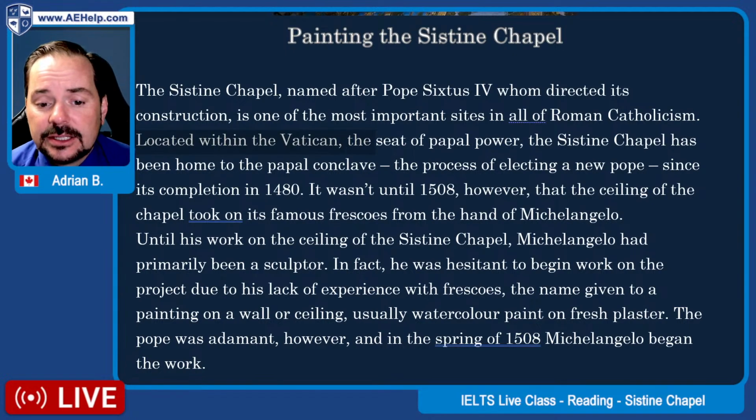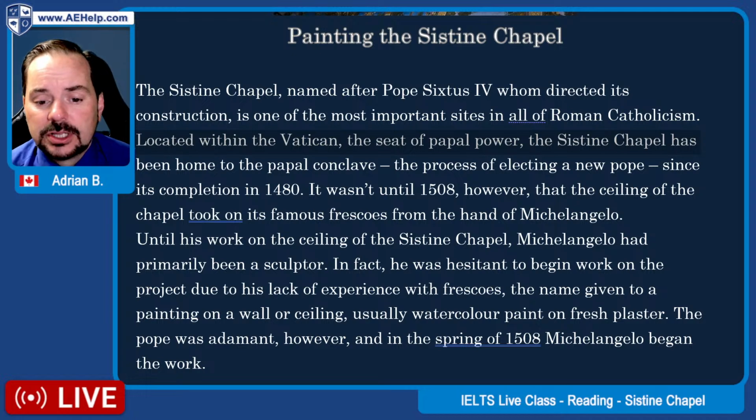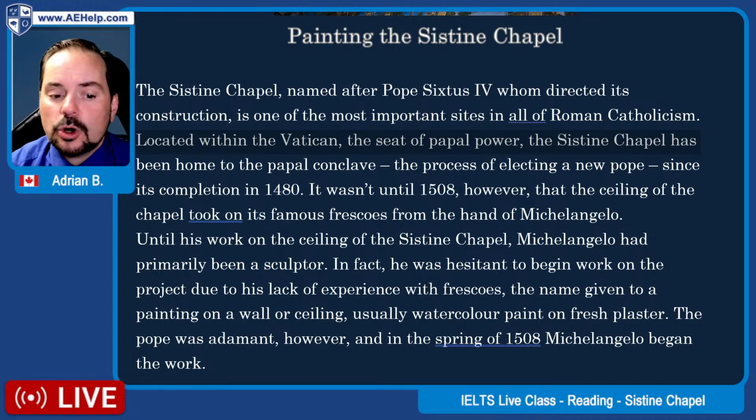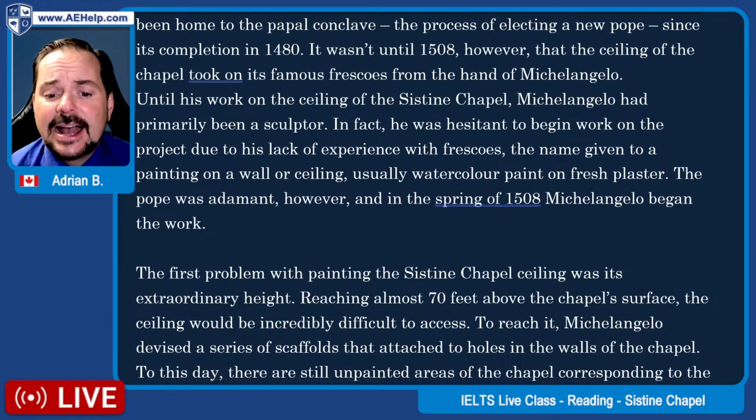Located within the Vatican, the seat of papal power, the Sistine Chapel has been home to the papal conclave, the process of electing a new pope since its completion in 1480. It wasn't until 1508, however, that the ceiling of the chapel took on its famous frescoes from the hand of Michelangelo. Until his work on the ceiling of the Sistine Chapel, Michelangelo had primarily been a sculptor. In fact, he was hesitant to begin work on the project due to his lack of experience with frescoes.